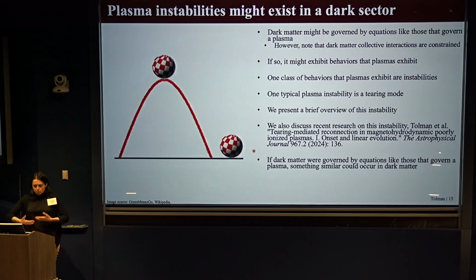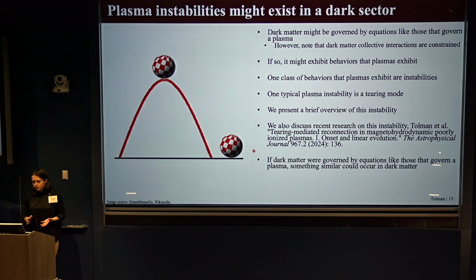So it might be that dark matter is governed by equations like those that govern a plasma. I will note that dark matter collective interactions are very constrained, but nonetheless, it might be that dark matter is governed by equations like those that govern a plasma. If so, the dark matter might exhibit behaviors that plasmas exhibit. So they might exhibit behaviors that plasma physicists have discovered and learned about by studying the physics that we've discussed in the first part of this talk.